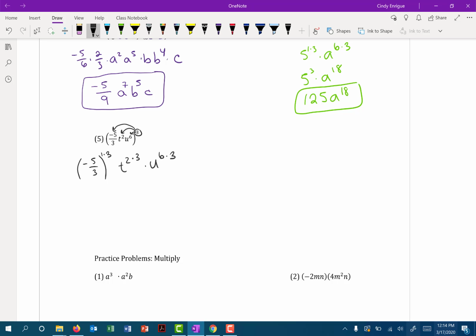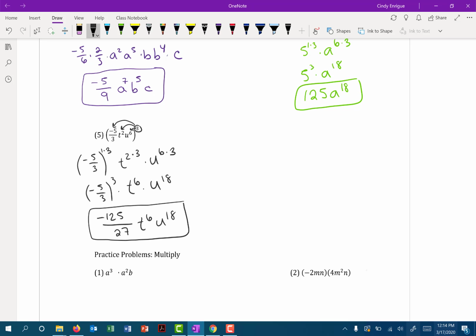So now, negative 5, so really I have negative 5/3 to the 3rd, t to the 6th, and u to the 18th. Now, for the fraction, negative 5 times negative 5 times negative 5 is a negative 125. And down at the bottom, 3 times 3 times 3 is 27. And I still have t to the 6th and u to the 18th as my final answer.